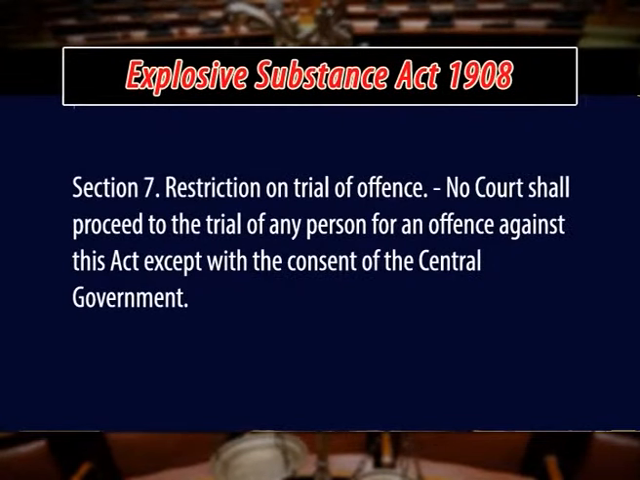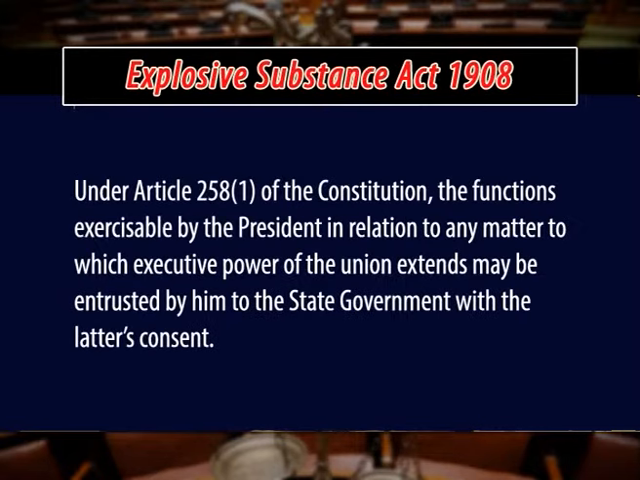In this part, we will discuss the restrictions imposed by the Act regarding the trial of the offences under the Act. Section 7. Restriction on trial of offence. No court shall proceed to the trial of any person for an offence against this Act except with the consent of the central government.